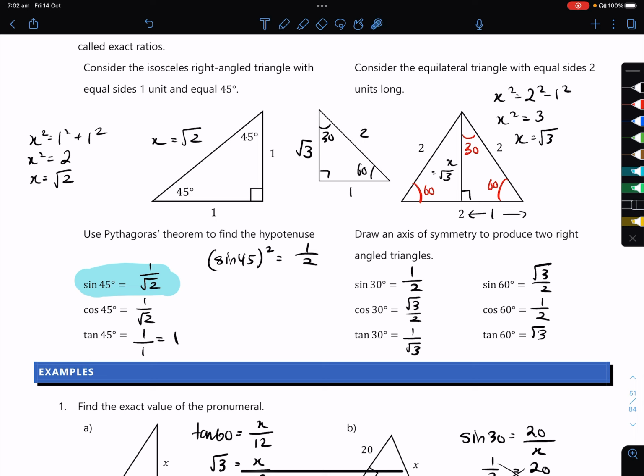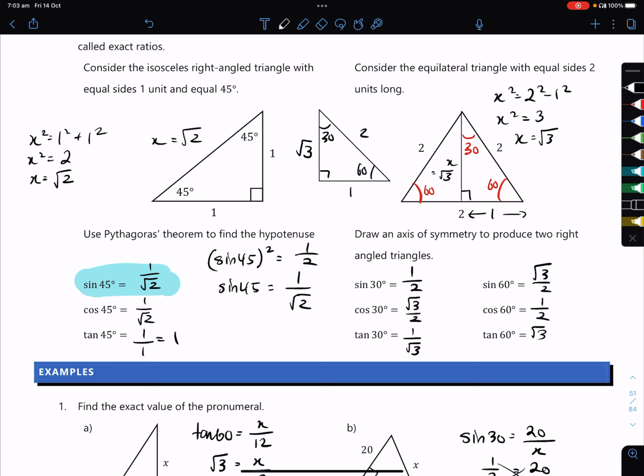Now you just have to use your brain and take the square root of both sides. If you square root both sides, then you get sine 45 on the left, and taking the square root of the right will get you 1 over, since the square root of 1 is 1, and the square root of 2 is just root 2. Okay, that's how you get that one.